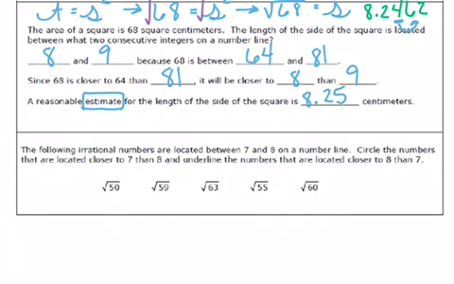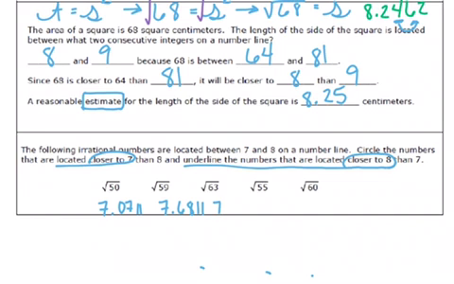All right, the following irrational numbers are located between 7 and 8 on a number line. Circle the numbers that are located closer to 7 than to 8, and underline the numbers that are located closer to 8. So if you put these all in your calculator, the square root of 50, you get 7.0711. The square root of 59, you get 7.6811. The square root of 63, you get 7.9373. The square root of 55, you get 7.4162. And then the square root of 60 is 7.74597.